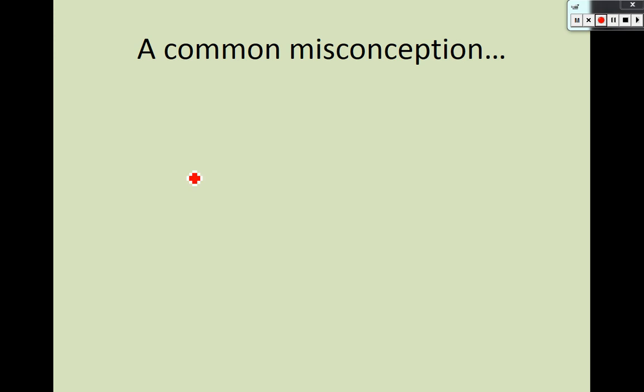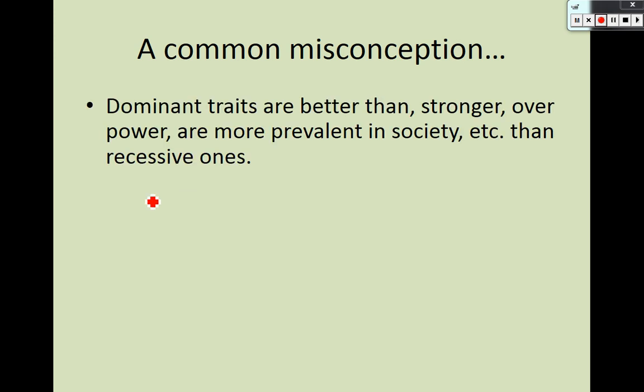So I do want to state right now that there's a common misconception that dominant traits are somehow better than, stronger, overpower, or more prevalent in society, etc. than recessive ones. This is wrong. This is absolutely wrong. Dominant traits just mean you only need one allele to see that trait. Doesn't mean it's better, doesn't mean it's stronger, doesn't mean that you're more likely to pass it on to your children. If you're heterozygous, you have a 50% chance of passing on the dominant trait and a 50% chance of passing on the recessive trait.